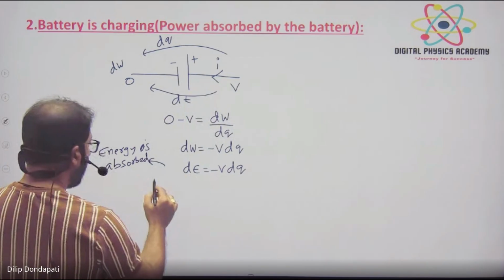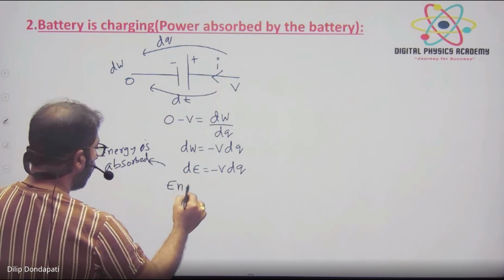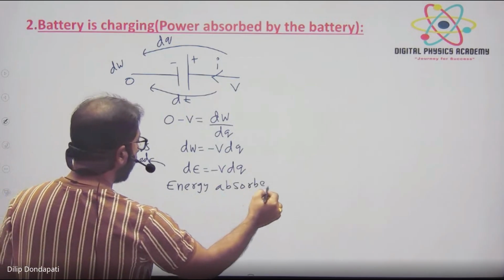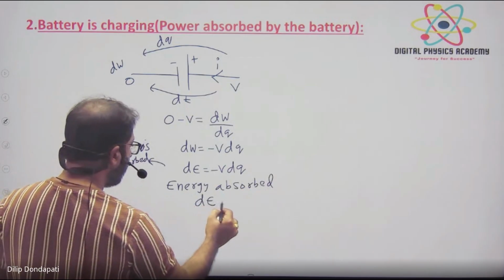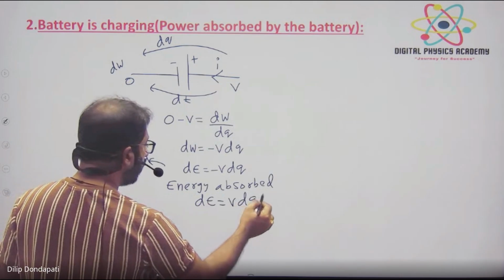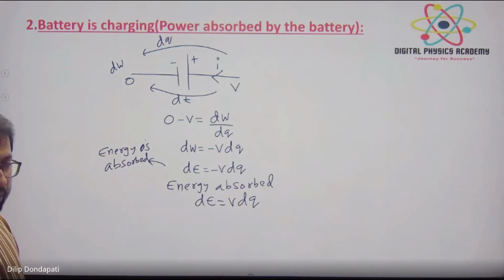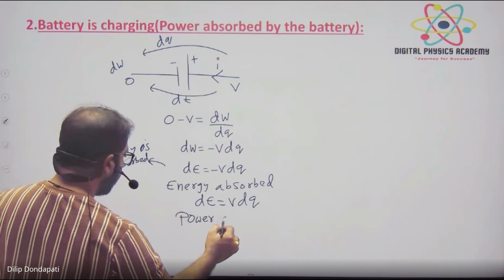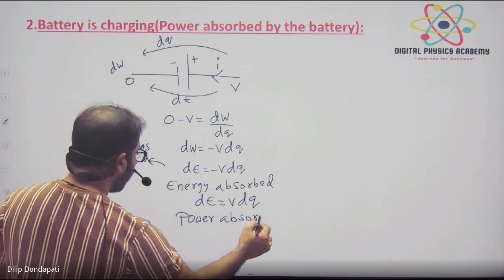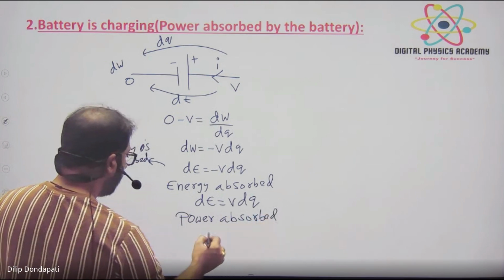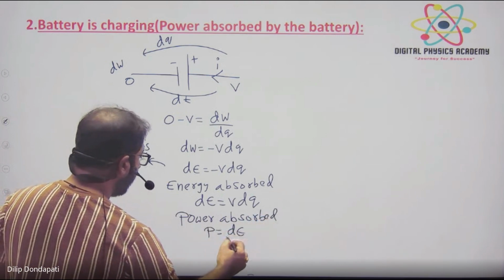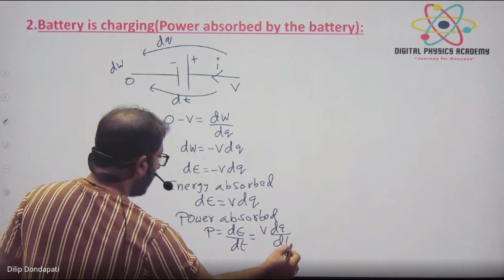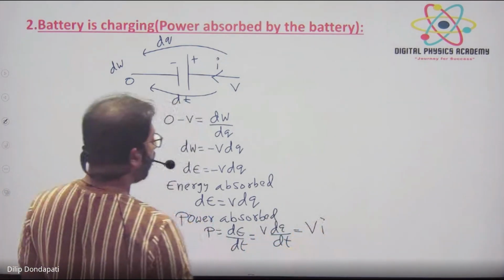That's why, what will the energy absorbed formula be? I can remove the minus: dE is equal to V dq, because we have already said energy absorbed, so the minus is removed. Now how much power is absorbed? Power absorbed is P is equal to dE by dt is equal to V into dQ by dt, and dQ by dt is nothing but current. VI. Same formula we got.